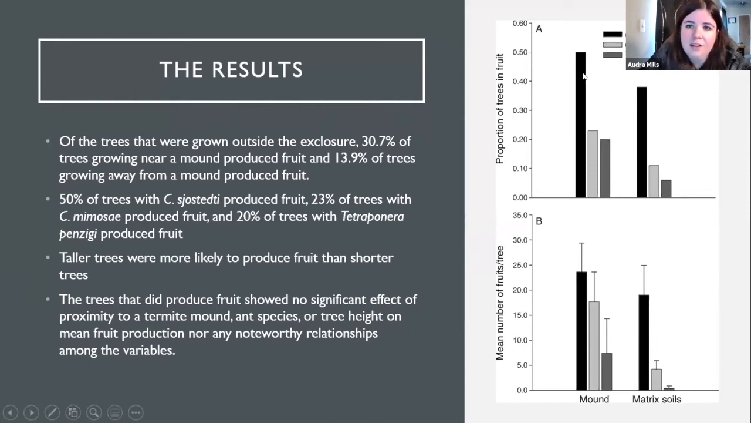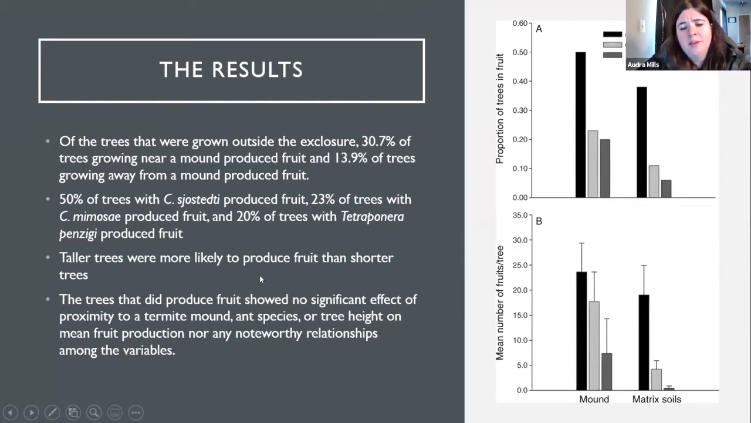And as you can see on this chart here, the black line is the Joe Steady ant, the light gray is the mimosae, and the dark gray is the Penzigi ant. And 50% of the trees that had the Joe Steady growing with them produced fruit, whereas only 23% of the trees with the mimosae produced fruit, and 20% of the trees with the Penzigi produced fruit.